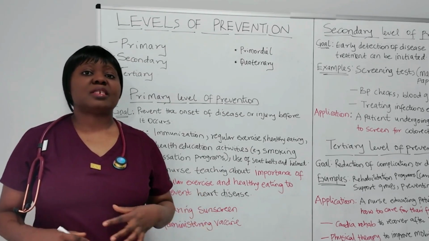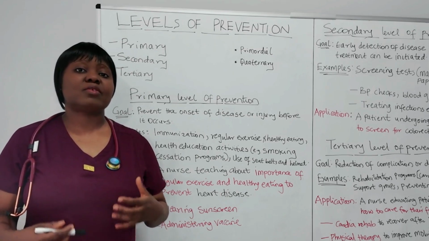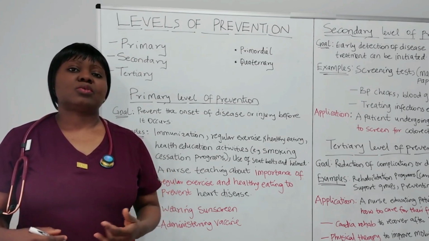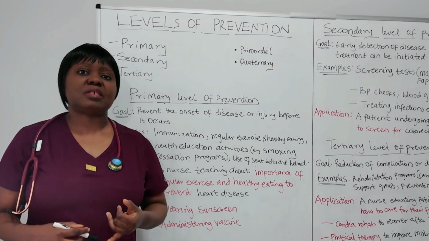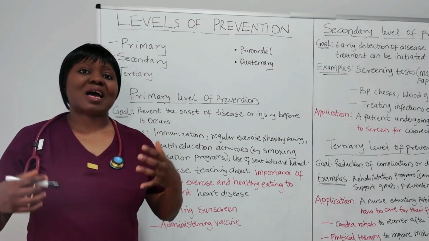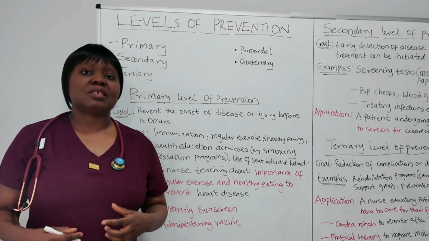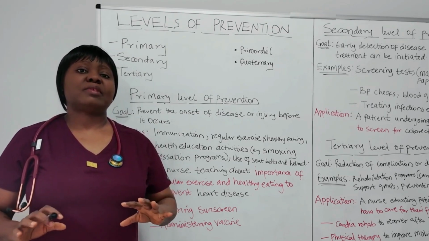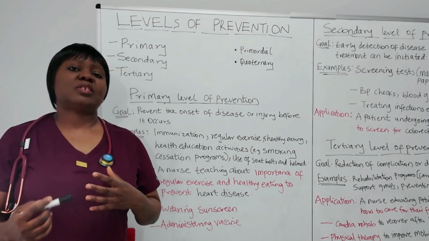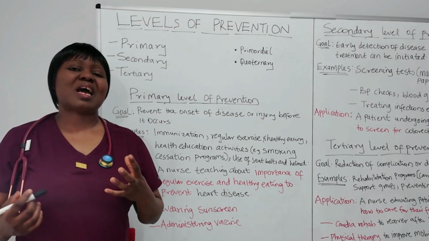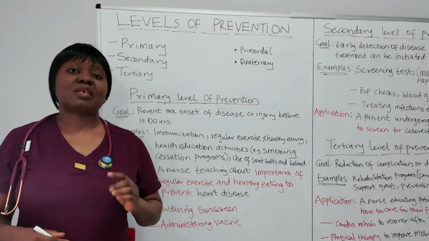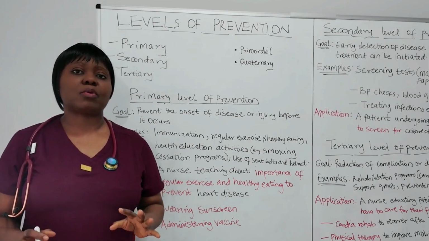In public health and in nursing, when we talk about levels of prevention, it simply means activities that are done to either prevent the development of disease, or to detect disease at an early stage, treat that disease, and prevent development of disabilities. We have different levels of prevention, but for the sake of your exams, they basically ask questions on primary level of prevention, secondary level of prevention, and tertiary level of prevention. So that will be our focus.